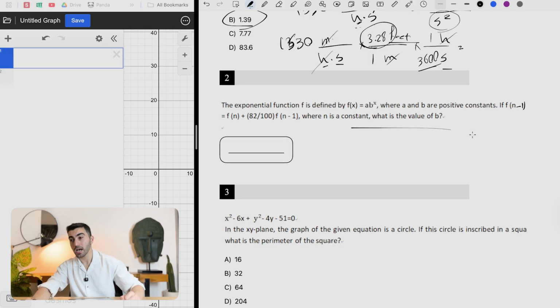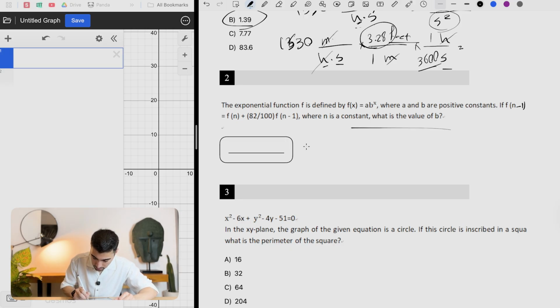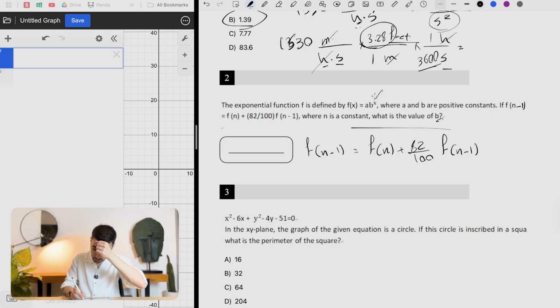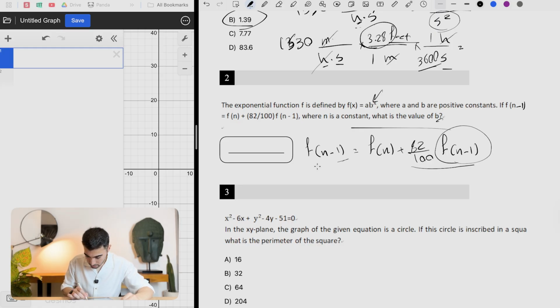This is a good question. How can we do this question? The question says we have this equation, f of n minus 1 is equal to f of n plus 82 over 100 f of n minus 1. What is the value of b? So here's what we can do. This is f of n minus 1, and this is also f of n minus 1.